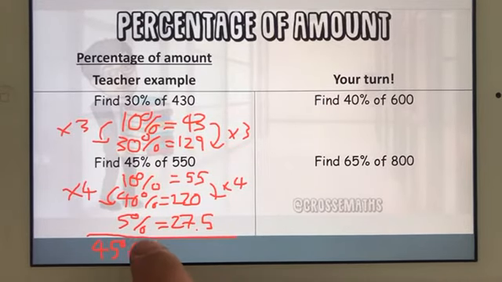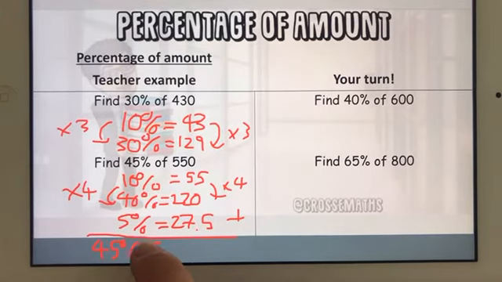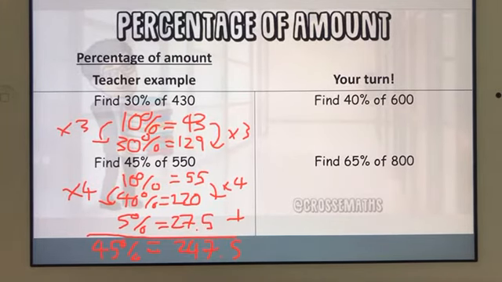Adding those together, 220 plus 27.5 is 247.5. Really, really straightforward. Obviously the numbers on the end do contain decimals, so take care with your adding up.